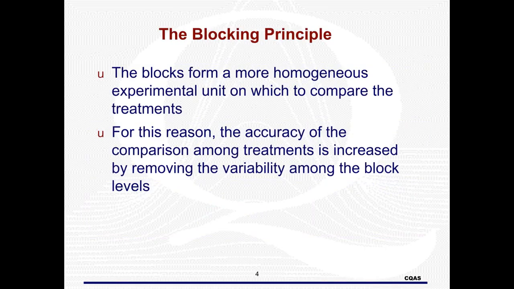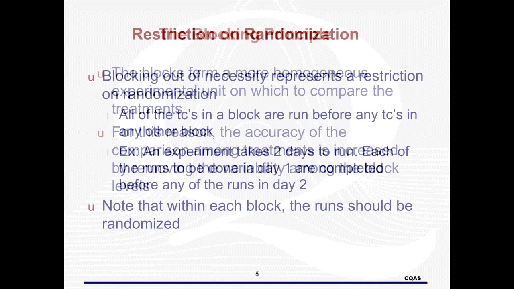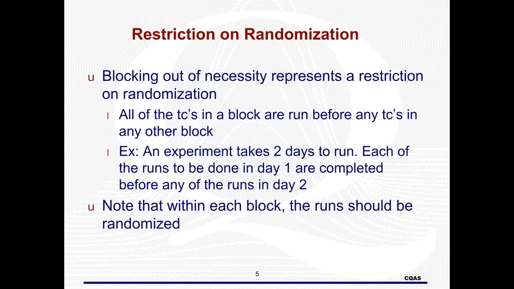The key idea here is simple. We want to compare treatments within groups that are as similar as possible. By doing that, we remove variability due to the blocks, which makes our treatment comparisons more precise. Now, blocking comes at a cost. We lose full randomization. Instead, we randomize within each block. So for example, if we run an experiment over 2 days, we finish all runs for day 1 before moving to day 2. But within each day, we still randomize.